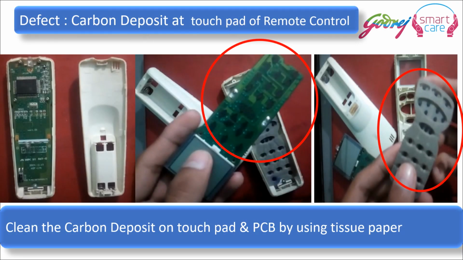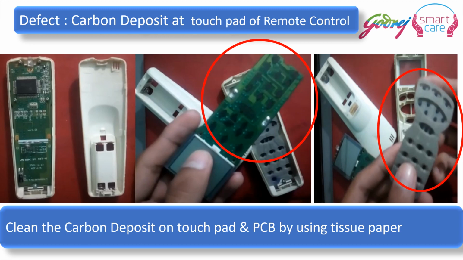Now we check the PCB of the remote control for carbon deposits. The buttons of the remote control are made of carbon, small dots of carbon on the buttons, and these carbons help to develop a contact of circuit when the buttons are pressed on the remote control's PCB. What happens is, through prolonged use, some amount of this carbon comes and deposits on the circuit, and then it will create a sort of a barrier. So when we press the button, that button won't work.